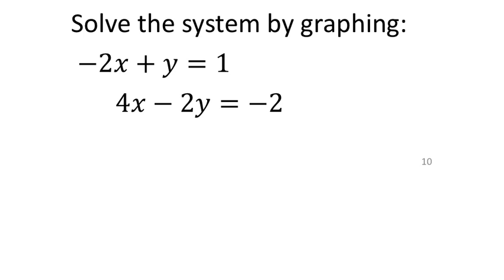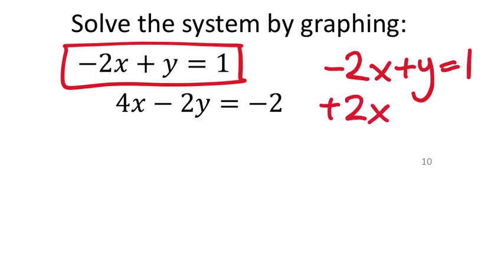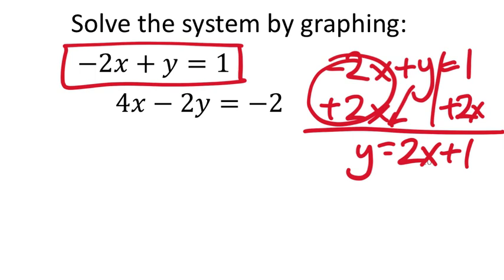But before we graph this, and I'll be doing this one in red, let's change these into slope-intercept form, okay? So that's negative 2x plus y equals 1. So I'll zero out the negative 2x by adding 2x to both sides, which will zero that out, and now I'm left with y. I'll drop the y equals 2x and positive 1. Now the coefficient of y is already a phantom 1, so I don't need to perform that second step.